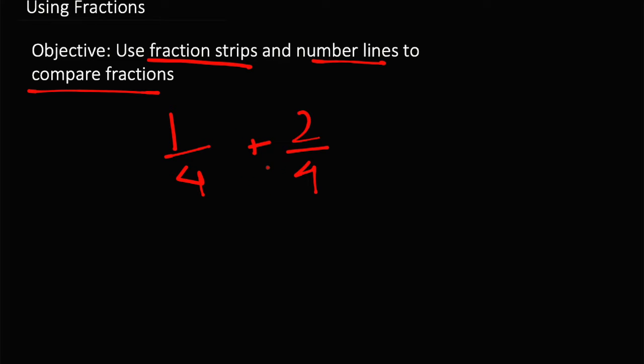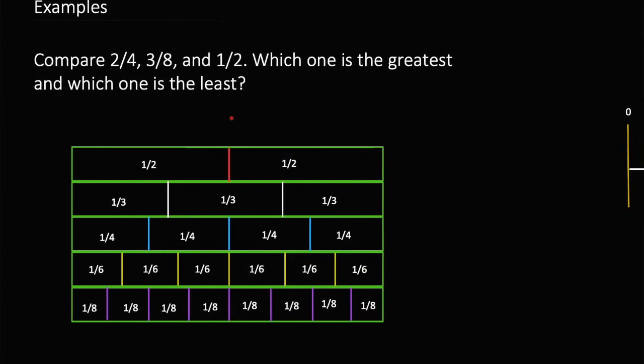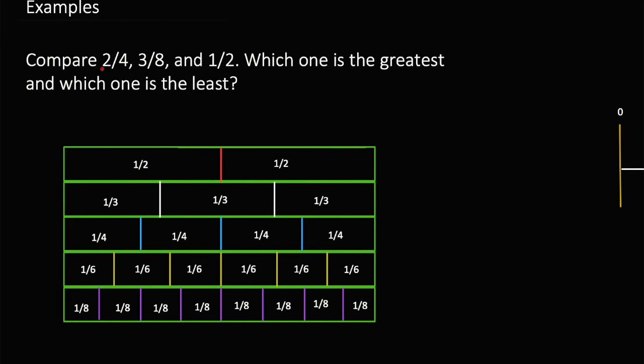Well, these fractions are called like fractions because they both have the same denominator. But what happens when you have 1/4 plus 3/6? How do we do that? Well, we're going to be using fraction strips and number lines to figure out how. So let's get started. What we're going to be doing is comparing 2/4, 3/8, and 1/2, which is the greatest and which is the least. I promise you this is easier than it looks.